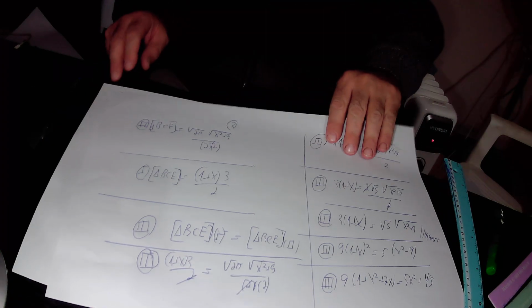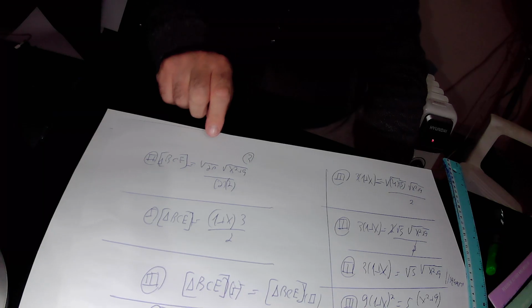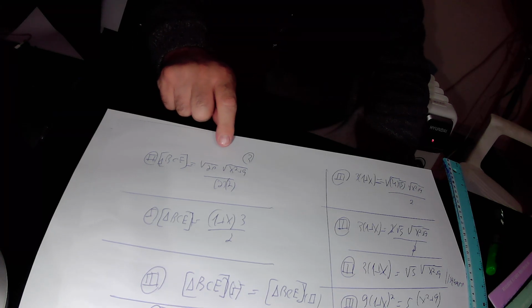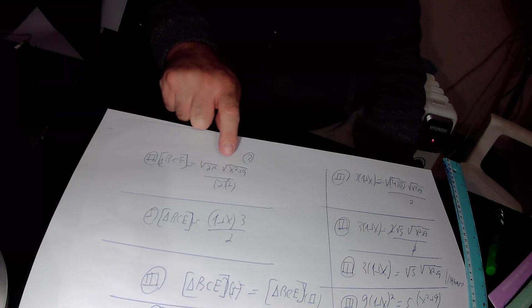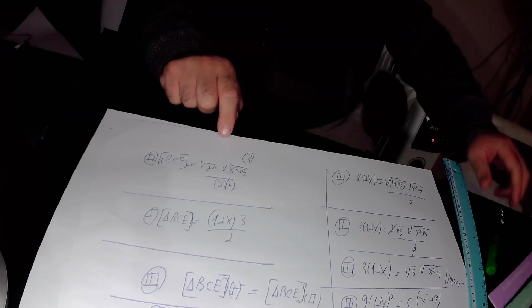So in total, the area of the green triangle BCE, according to the second method of calculation, equals the square root of 20 times the square root of x squared plus 9 over 2 times 2. This is according to the second method of calculation.